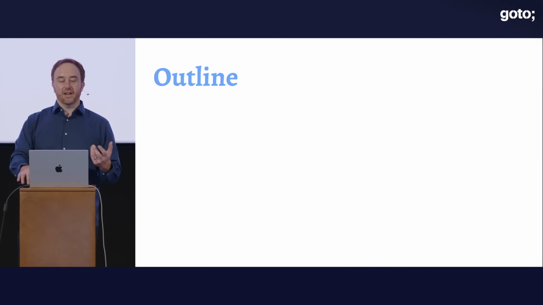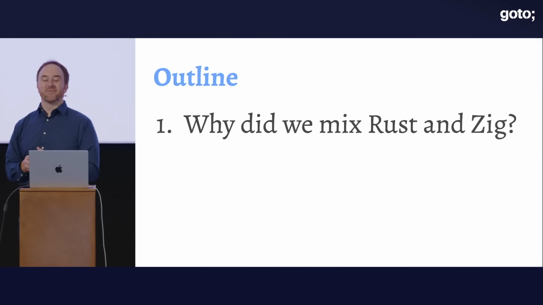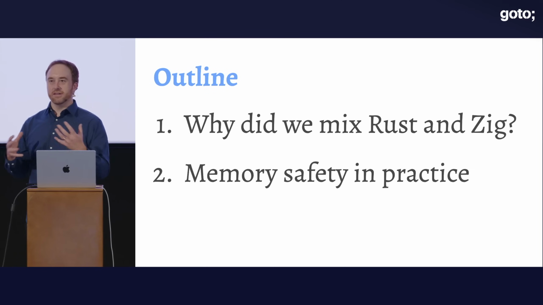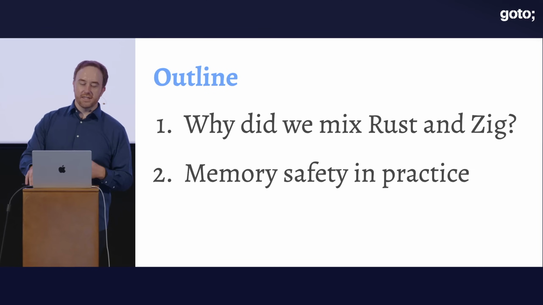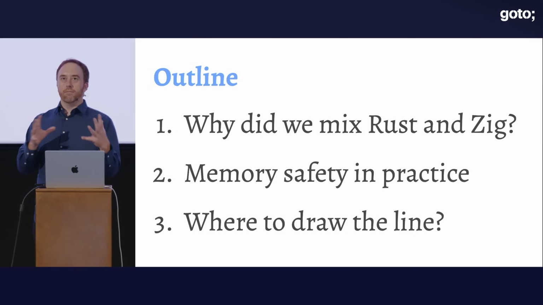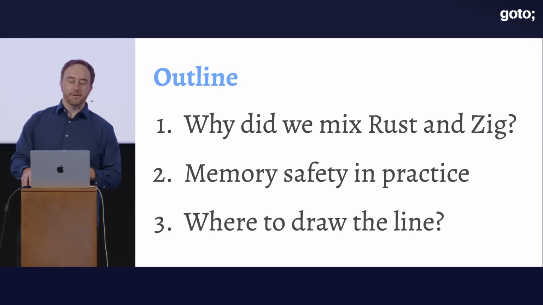We're going to start by answering the question, why did we mix Rust and Zig in the first place? Then I'm going to talk a little bit about memory safety in practice and some of the nuance that I think is missing from some of these discussions. And then finally, conclude with where to draw the line. If you're going to be mixing these two things, where would you want to decide to draw that line?